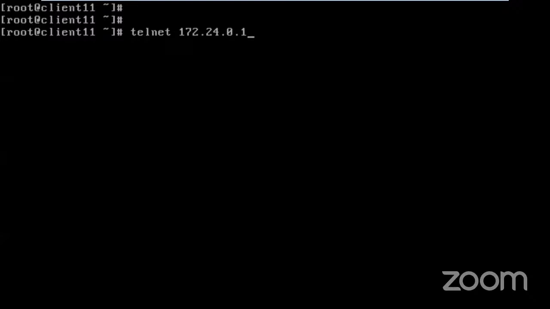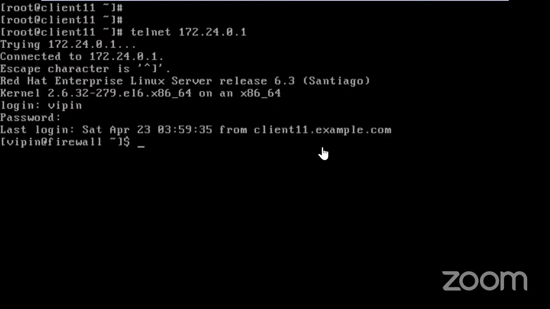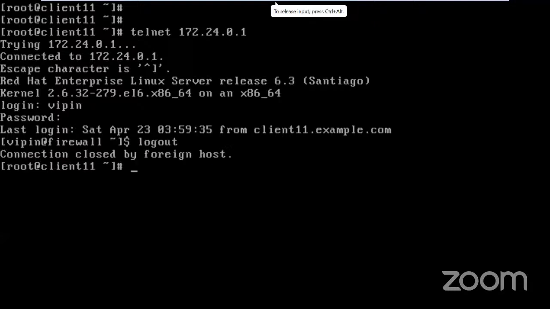Now, in my case, I'm going to access my firewall. Now it is going to ask for the username and password. In my case, the username is Vipin and whatever password I have given. Now, if you look carefully, I'm able to telnet to the firewall. That means my telnet is working properly.